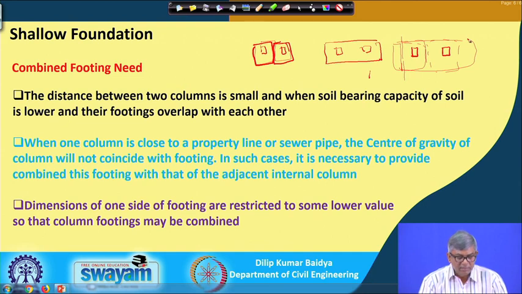And then the dimension of one side of the footing may be restricted. That means sometimes the footing cannot extend on this side, the dimension on this side is restricted. So, this is also similar to that. If there is a restriction that you cannot go as required, then our solution will be to provide a common foundation to both. So, how will we do that?